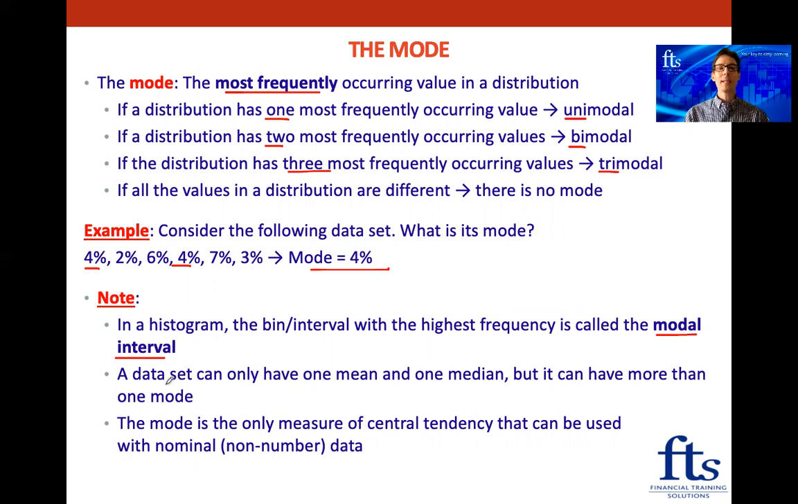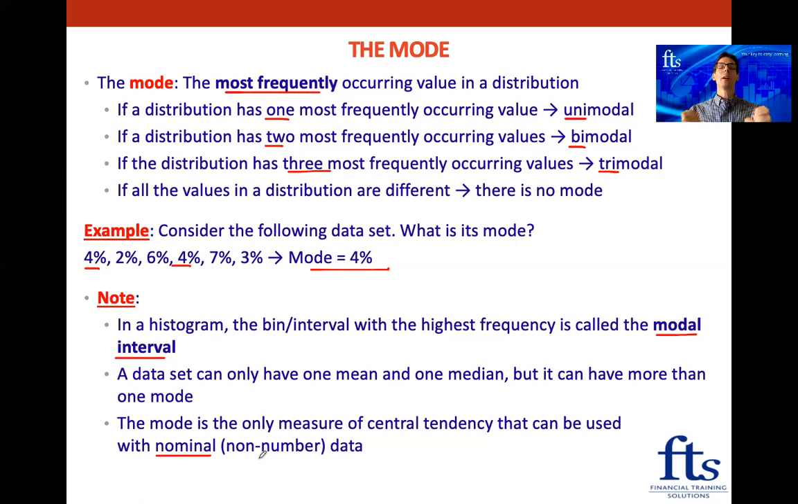And a data set can have only one mean and one median, but it can have more than one mode, like we've discussed over here. And the mode, interestingly enough, is the only measure of central tendency we have that can be used with nominal data. And remember nominal, we did this in our first class. This is non-number data. It's the only measure where we can use nominal data.